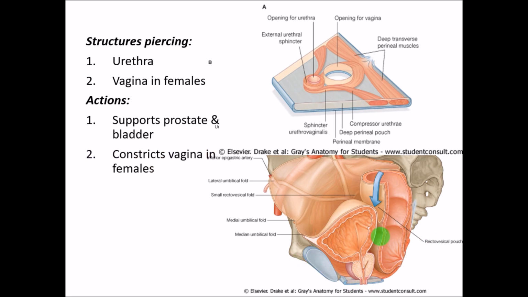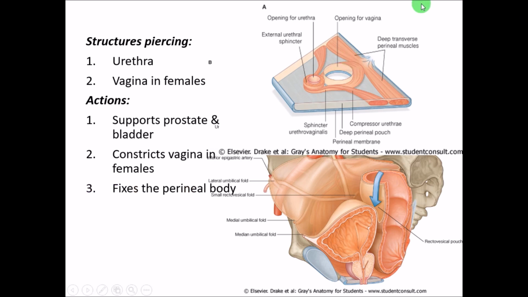The second important function of this is around the urethra as well as around the vagina, the muscle is spreading out and it is covering the whole of the vaginal opening. So whenever this muscle contracts, or the urogenital diaphragm contracts, it constricts the vagina in case of the female. It helps in the constriction of the vagina in case of the female.